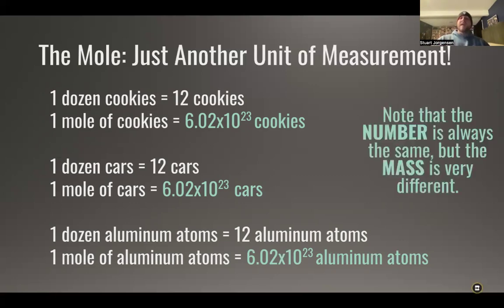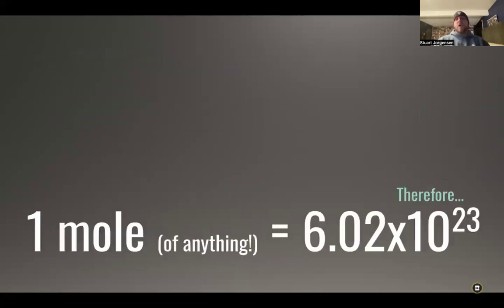Hold that thought. The number's always the same, but their mass is going to be different, right? If I had a dozen cookies and I had a dozen cars, I got the same number of both, but their masses would be pretty different. Same goes for our mole. If I had a mole of cookies or a mole of cars, their masses would be different because they're different sizes. And so the masses might be different, but it's still the same number of them. One mole of anything is 6.02 times 10 to the 23rd things.